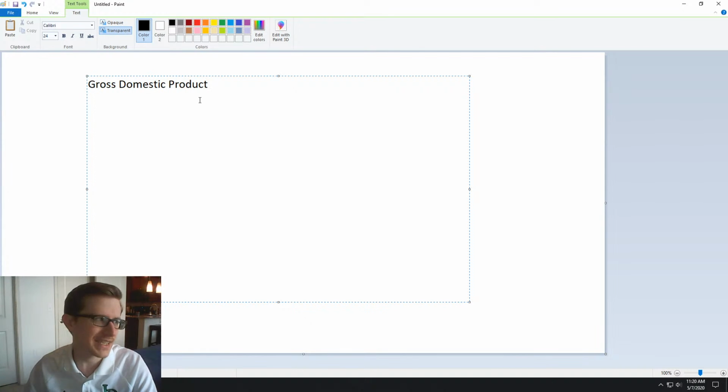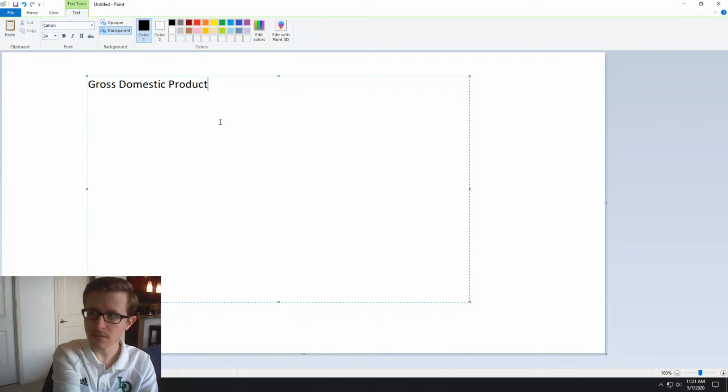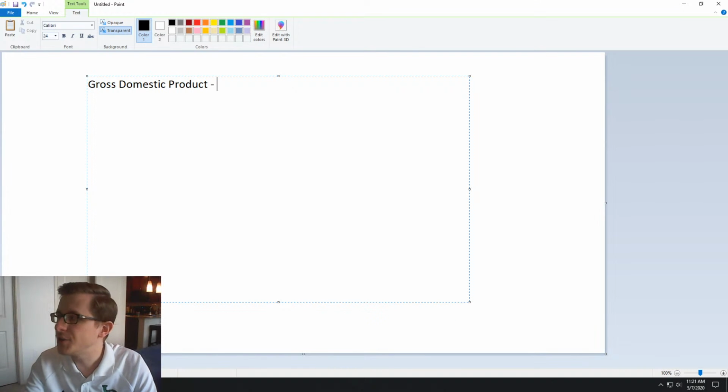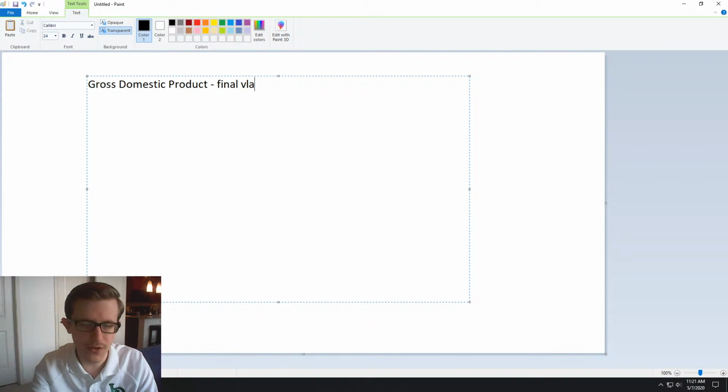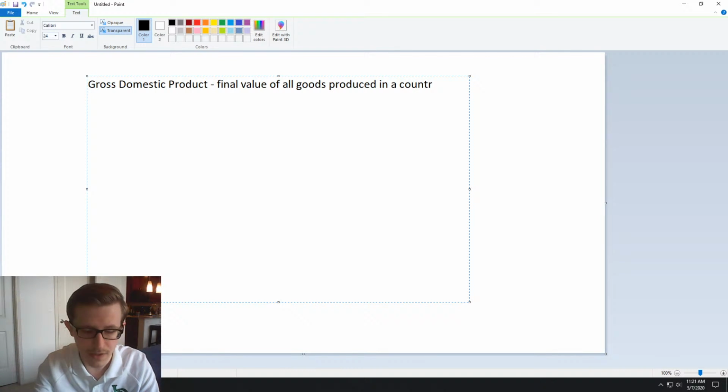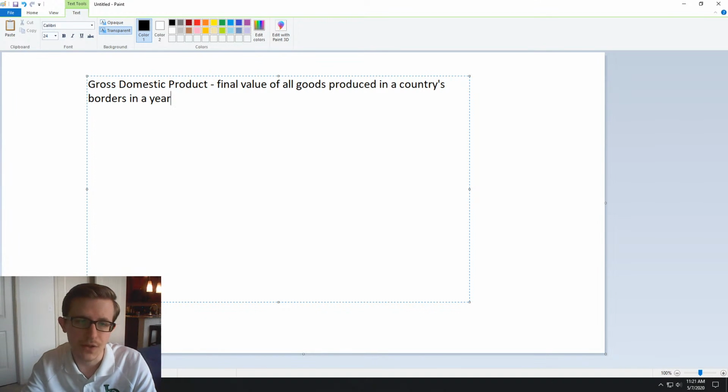And what exactly is GDP? What are some of the qualifiers for what actually gets included? Maybe think about the formula here for a couple seconds before I go into it. All right, GDP then, it's going to be the final value of all goods produced in a country's borders within a certain year, in a given year. So it's going to be final. Final value is a huge thing there.